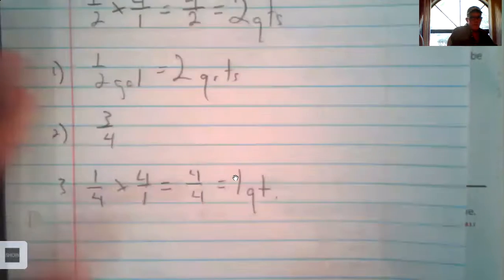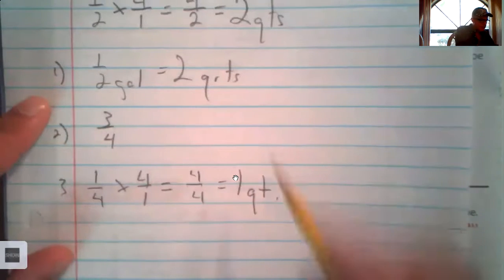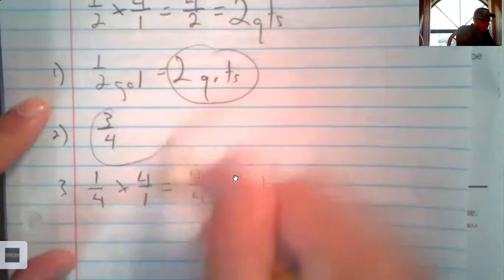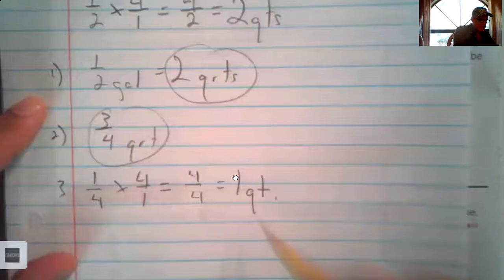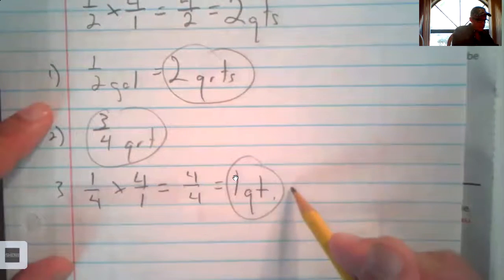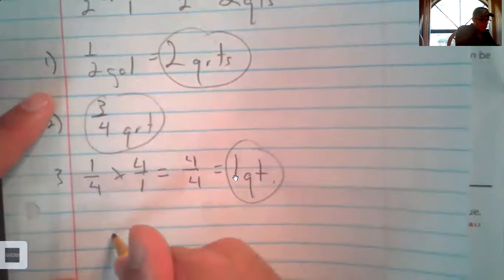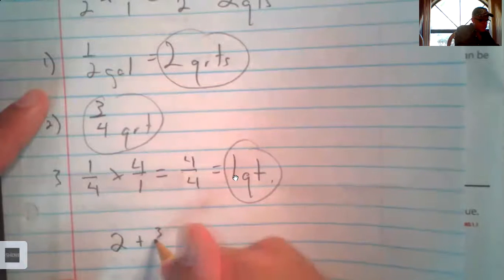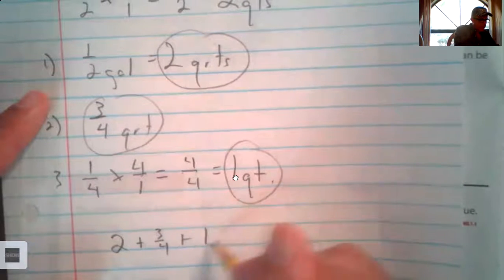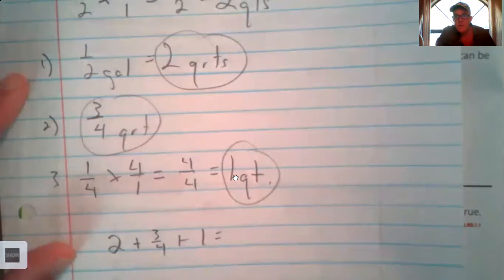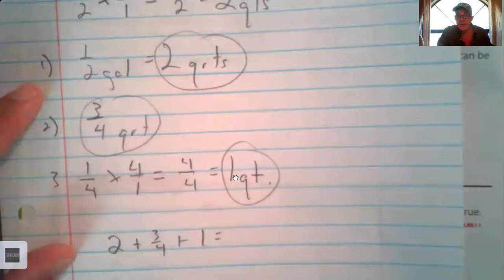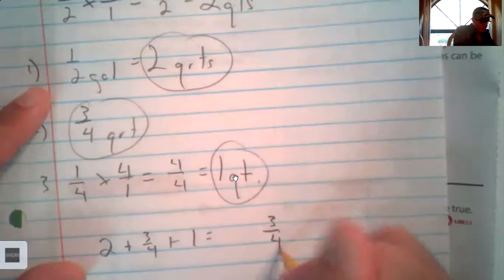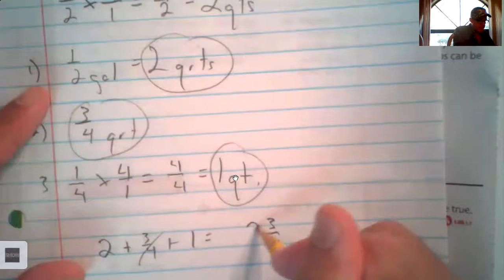Now, those are the 3 containers that she had left over. We have 2 quarts, we have 3/4 of a quart, and we have 1 quart. So I need to add all these together. 2 plus 3/4 plus 1. And what do we add first? We are going to add our fractions, and I only see 1 fraction there. So that is 3/4. Cross that out now. 2 plus 1 is 3.